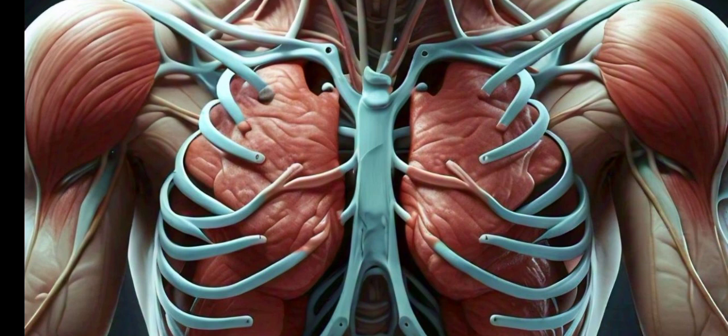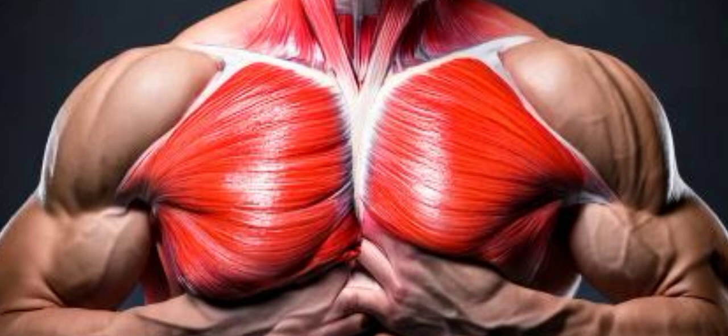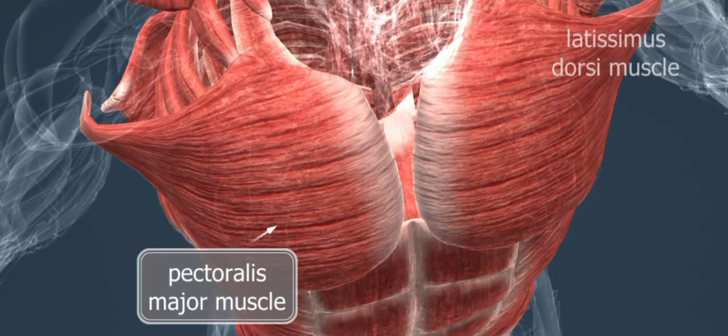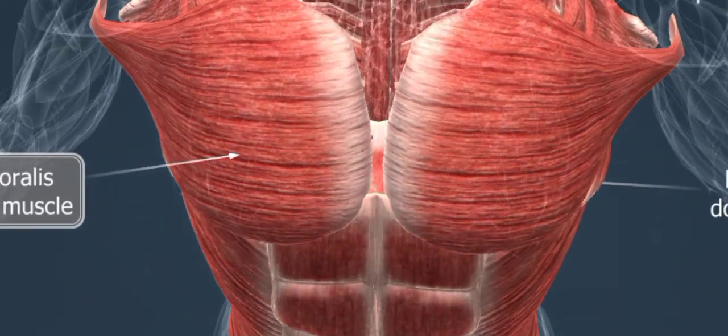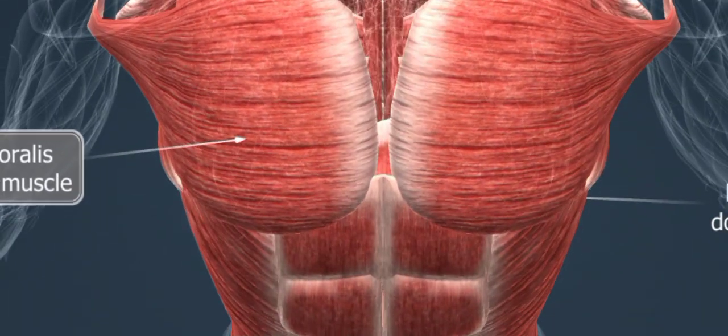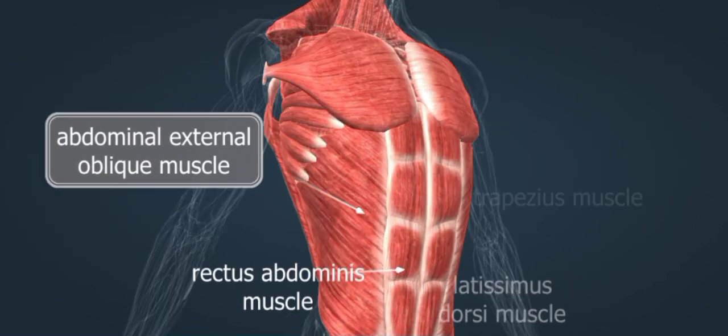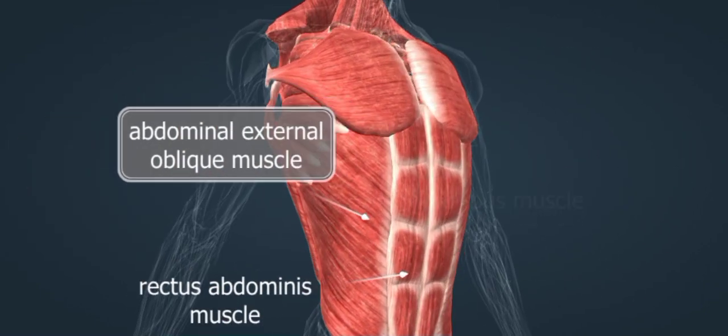Number 4 is, assistance in breathing. When the arms are fixed, such as when holding onto something, the pectoralis major can assist in expanding the chest for deep inhalation. This muscle is vital in a wide range of upper body movements, especially in pushing and lifting activities.